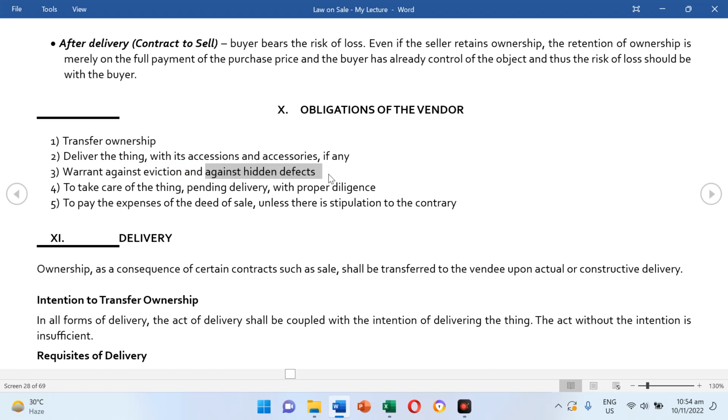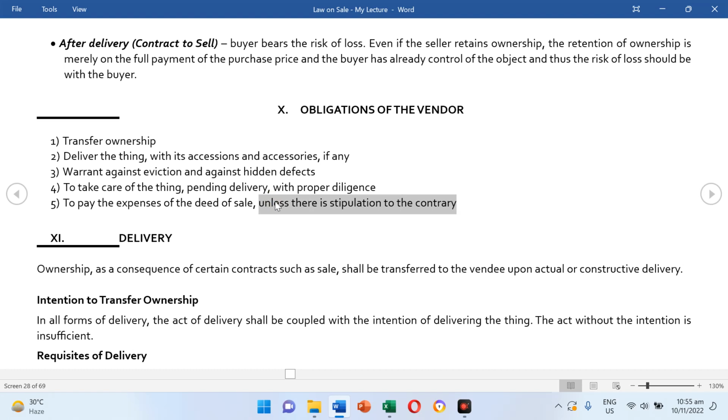Also, obligation of the vendor is to take care of the thing pending delivery with proper diligence, and that diligence is the diligence of a good father of a family or ordinary diligence. Also, the vendor to pay the expenses of the deed of sale unless there is a stipulation to the contrary. So as a rule, si vendor ang magbayad ng deed of sale, no? Expenses of deed of sale, expenses sa taxes, capital gains tax kung lupa, except if there is stipulation that the buyer will pay it. Okay, delivery.